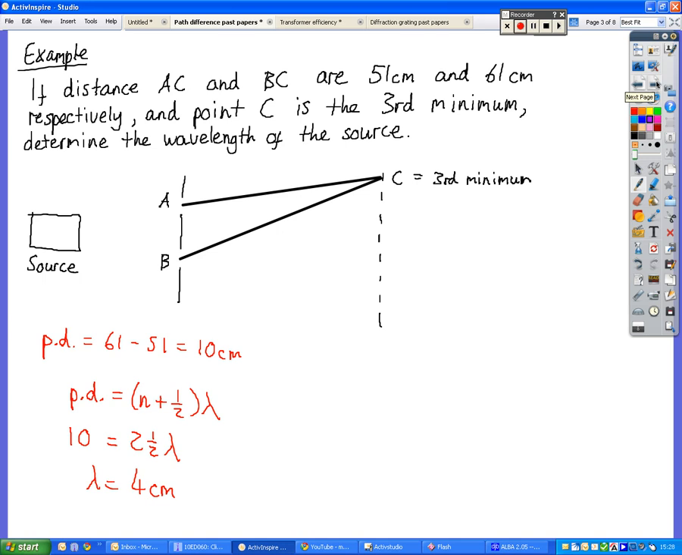So if we did an example where we look at two different distances travelled, because the waves are out of sync with each other, one's got further to travel than the other, then they become out of phase or in phase. We're looking at a minimum here, so you have to select the correct equation, which is n plus a half. 2.5 is the third order minimum, 4 centimeters.